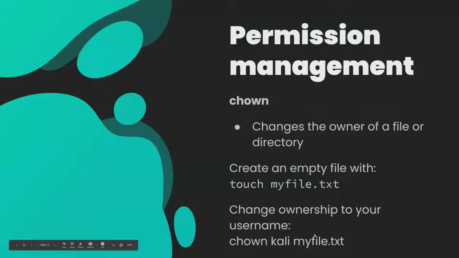Okay. Next, there is chown. This changes the owner of a file or a directory. So let's create an empty file with touch myfile.txt. I will explain what touch is later. It's the kind of command that you can use to create empty files really quick. If you were to type touch and specify the file name, it would create an empty file really quickly for you. So create an empty file called myfile.txt with this command, and change ownership to your username.